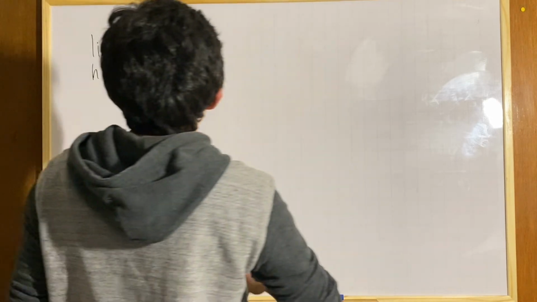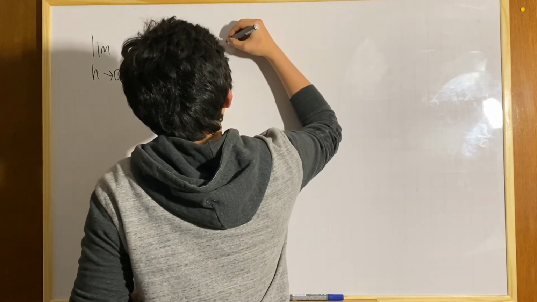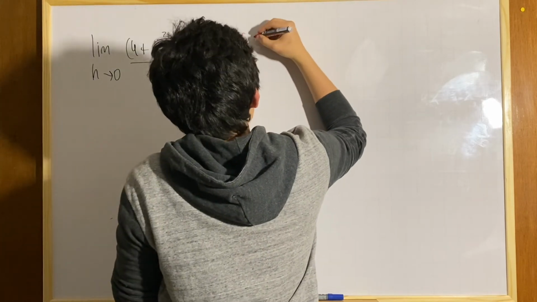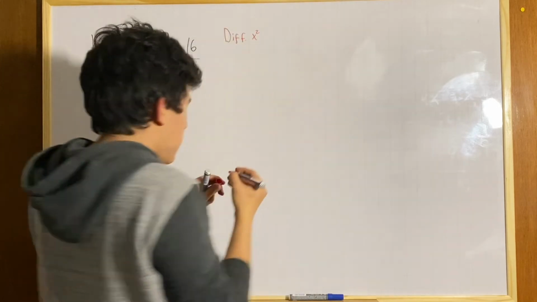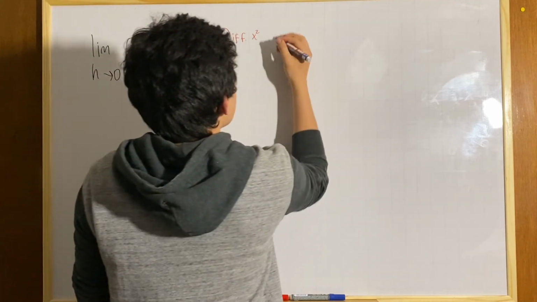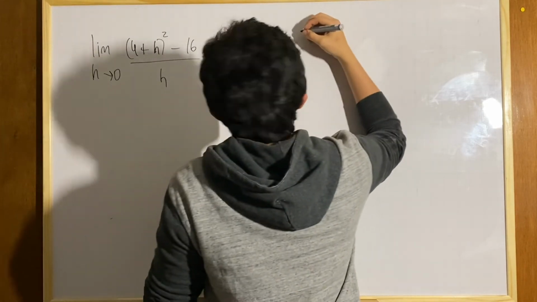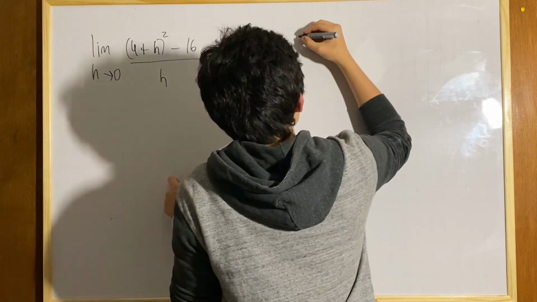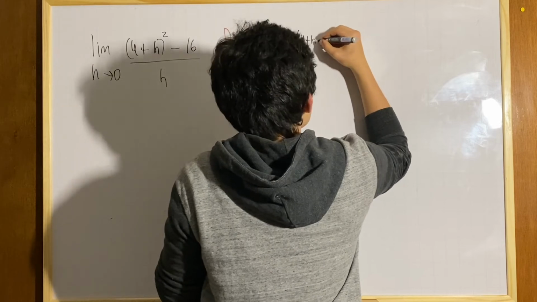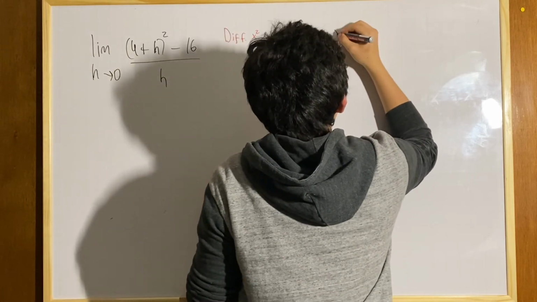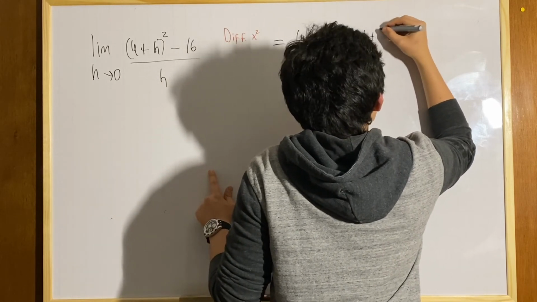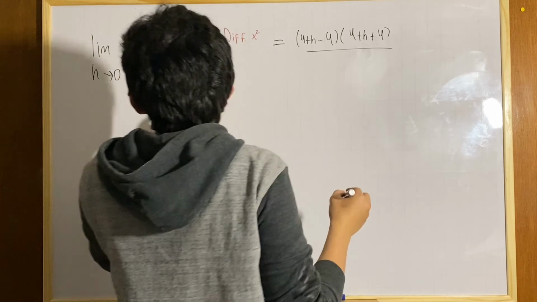So I'm going to write difference of squares here, so we know the two solutions that we are suggesting. And let's see how it goes. For a difference of squares we would take the first term, which is 4 plus h, minus the square root of the first term, which is 4, times the same thing but with a positive sign, all over h.